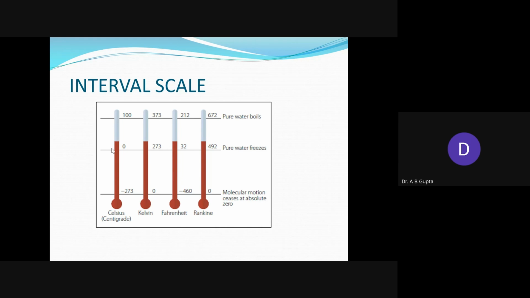Similarly, my friend, IQ. If you want to check the IQ of a person, if one person's IQ is 20 and one person's IQ is 10, you cannot say that IQ of 20 is twice of IQ 10, because there is no absolute zero. There is no person whose IQ is zero. So in interval scale, there is no absolute zero, only some reference we are taking, but the spacing is even, they are evenly spaced. So this is interval scale.